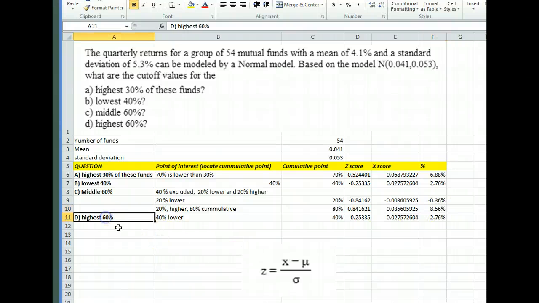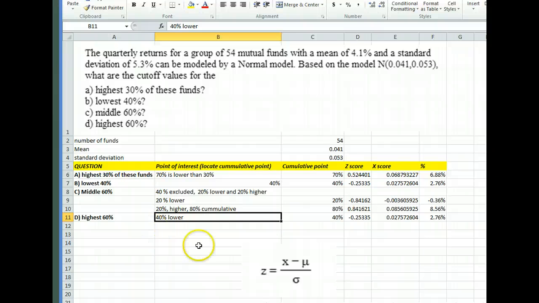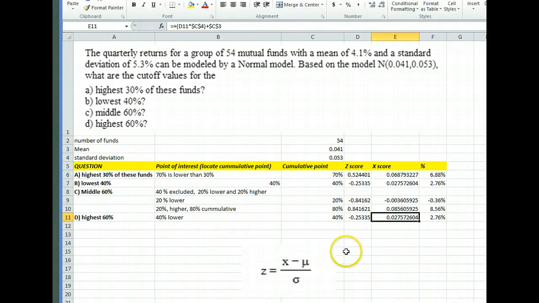Now to get the highest 60%, it means that I have to use the cutoff value that shows me the lowest 40%, which is similar to the question in part B, but the reasoning is just the reverse. So it's 40%, I find the z-score, and then I have x calculated there, and I convert it into a percentage. Alright, so this is going to take some time to go through and appreciate.